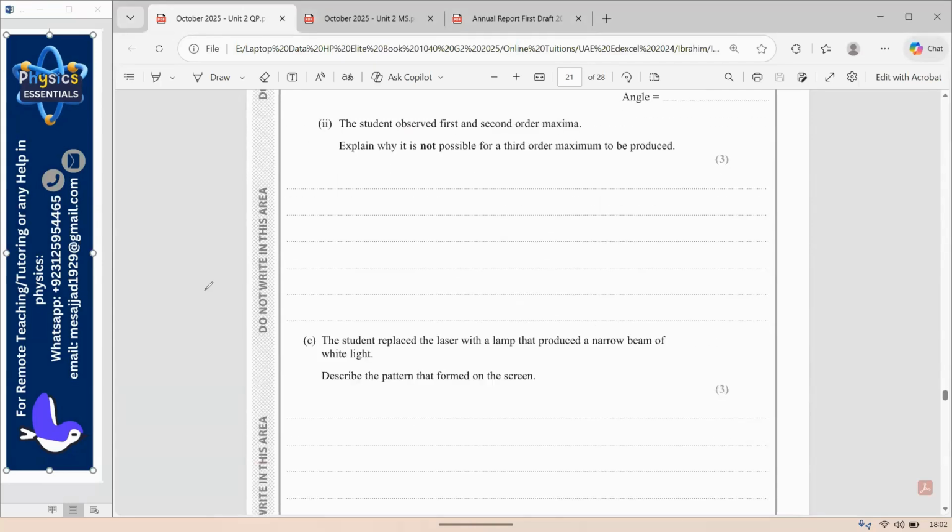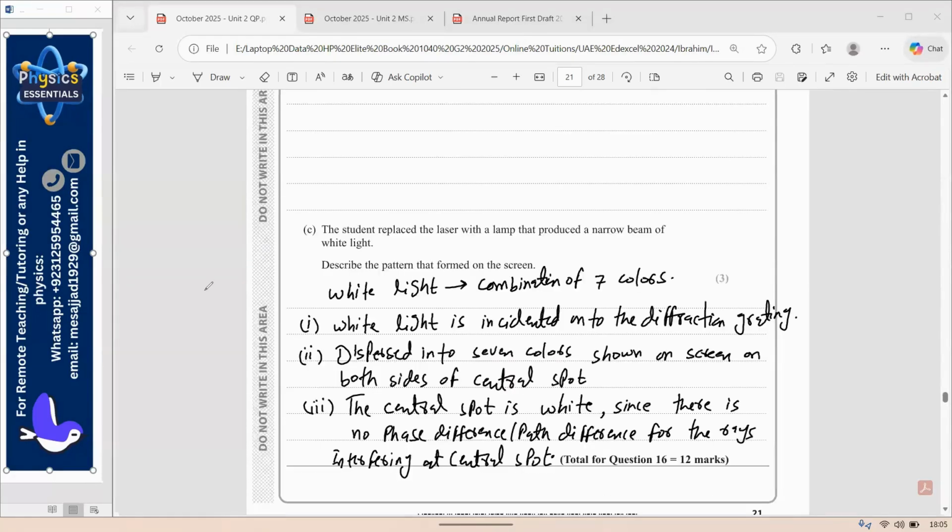The student replaced the laser with a lamp that produced a narrow beam of white light. Describe the pattern that formed on the screen. Okay, so you know that when the white light is incidented on the diffraction grating, what happens? It turns into 7 colors. Okay, and you should know that white light is a combination of 7 colors, right? So you need to write that when light is incidented onto the diffraction grating, it dispersed into the 7 colors as shown on the screen.